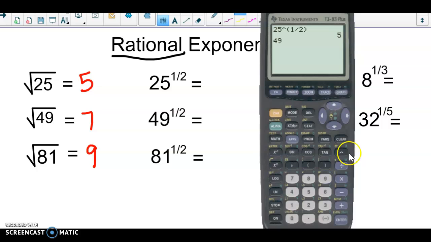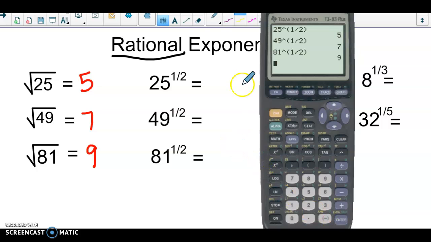49 to the 1/2 power. You do have to be careful and put your 1/2 in parentheses. Okay, so the calculator knows to raise 49 to the 1/2 power. It gives me 7. Just like square root of 49 is 7. 81 to the 1/2 power gives me 9. Just like the square root of 81 gives me 9.